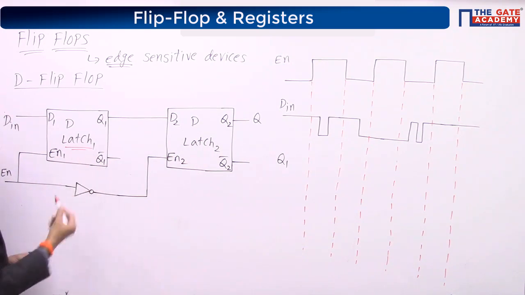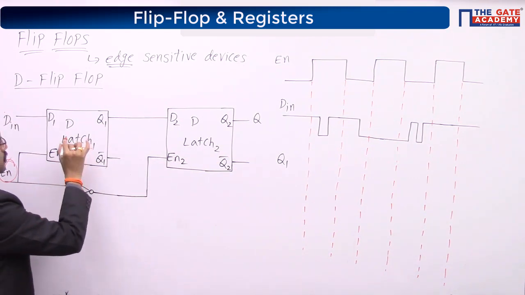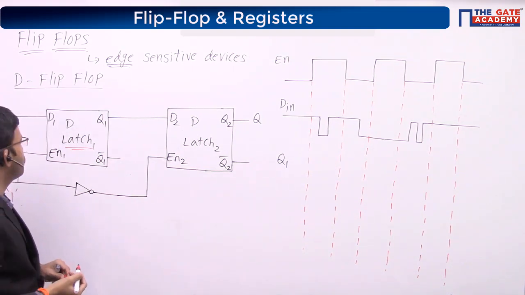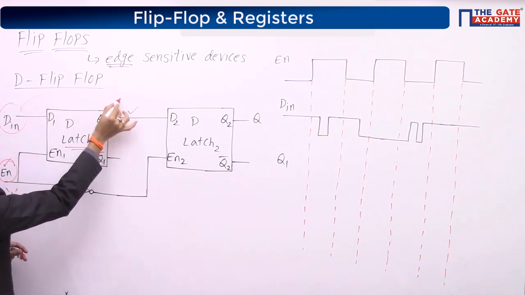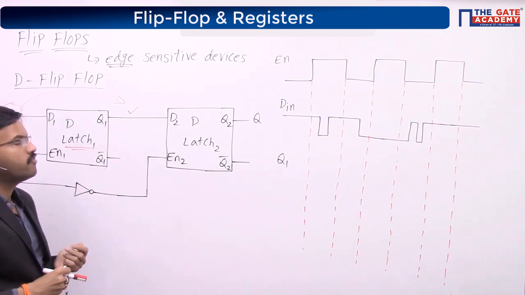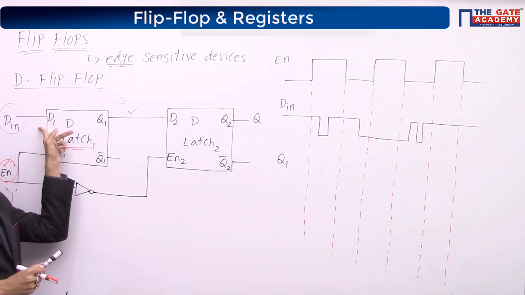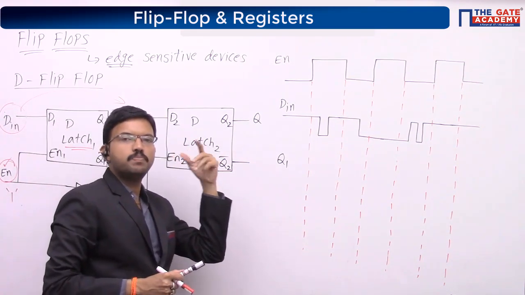For this particular latch, the enable signal is the external enable signal. Here we are giving active high, right? We are giving the enable signal directly to this enable one. That means this particular latch will be enabled when enable equal to 1. When enable equal to 1, next state will be equal to whatever the D input is. When enable equal to 0, next state will be the same as the previous state.